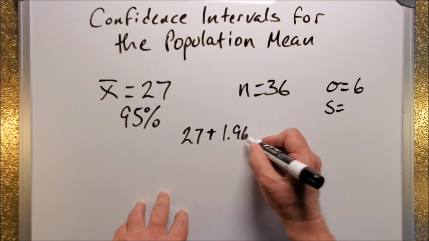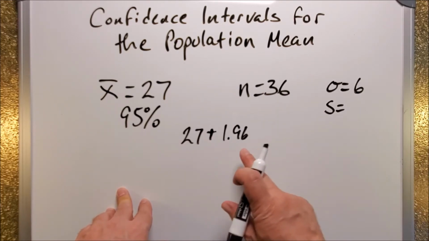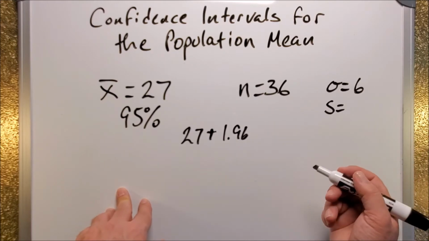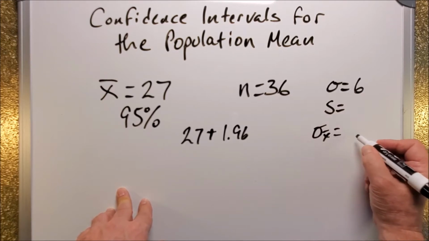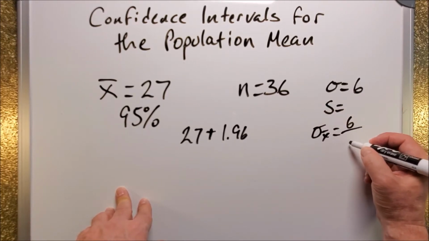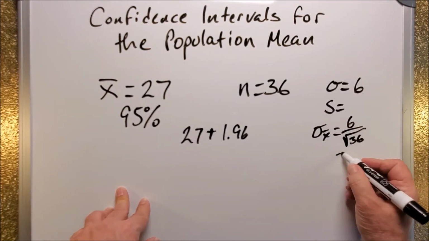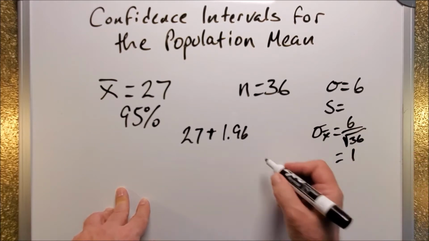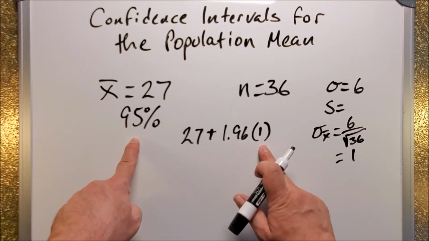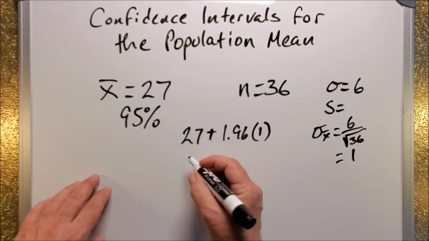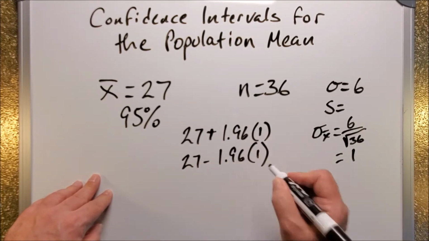So I have 1.96 standard errors times the standard error. I have 1.96 multiplying the standard error. Well, the standard error is going to be the standard deviation of the population divided by the square root of the sample size, which is 6 over 6, or 1. So I have 1.96 for 95% multiplying my standard error, and that's what I'm adding. And that is also what I am subtracting.